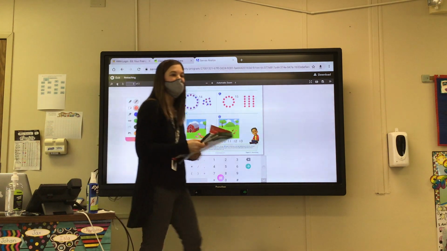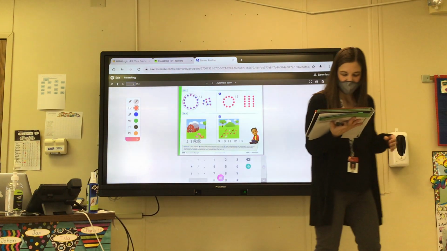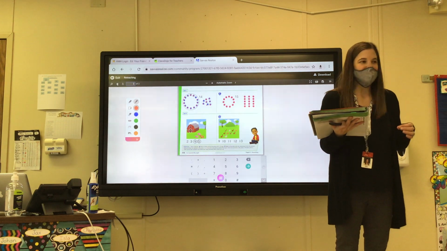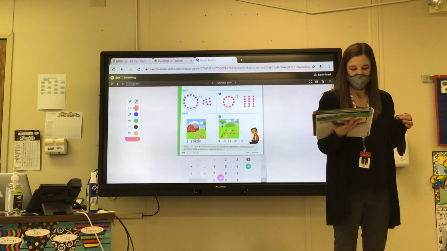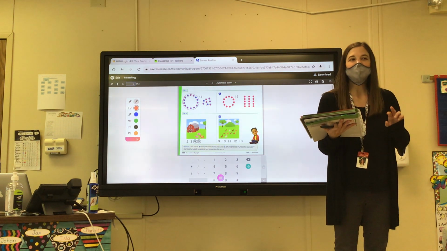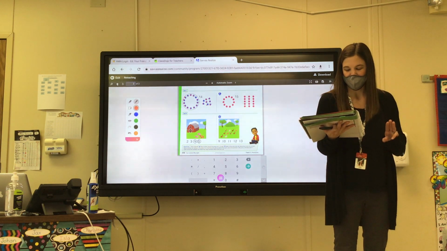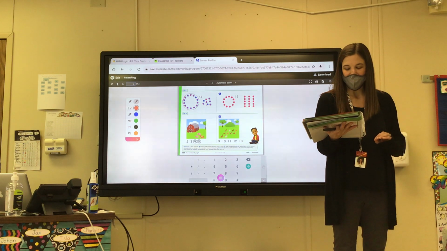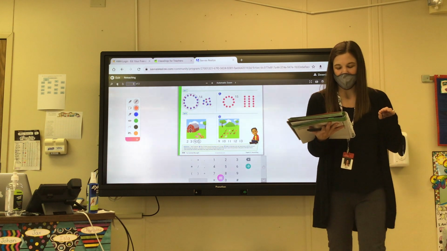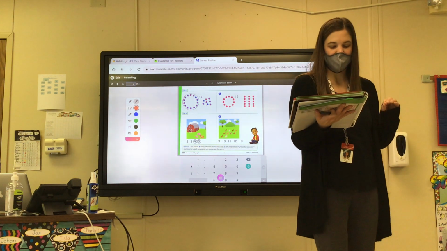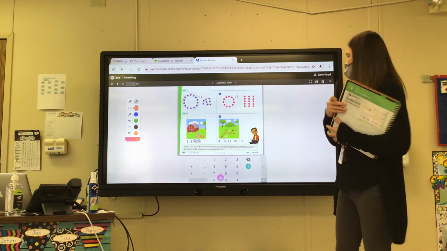So now listen to number 5. Some bunnies are resting in the grass. 2 or 3 bunnies could be behind the bush. Count the bunnies in the grass and then draw a circle around the numbers that show how many bunnies there could be in all. So first count the bunnies.